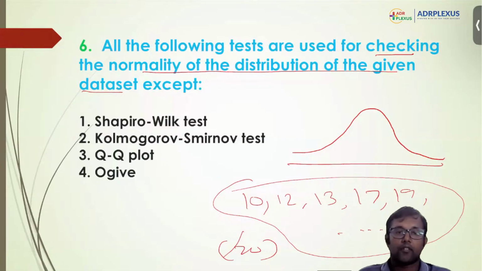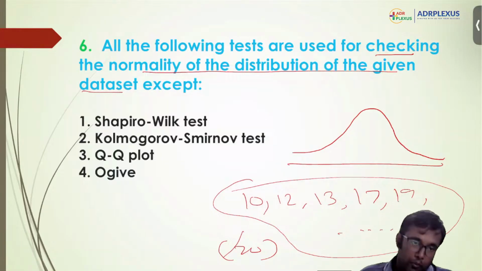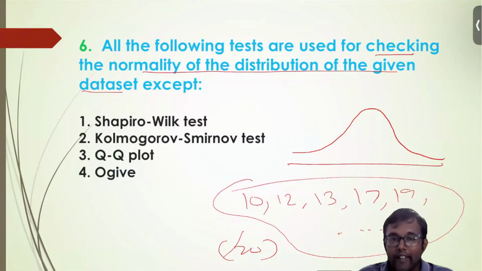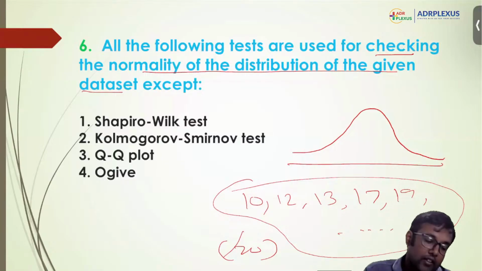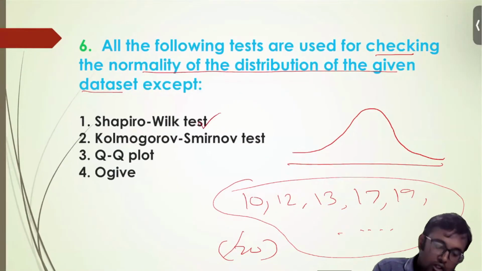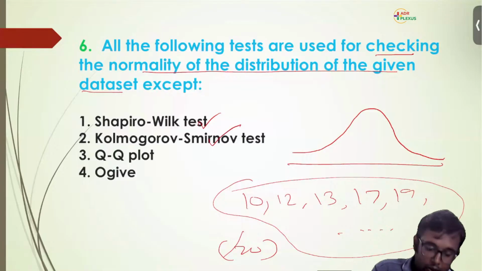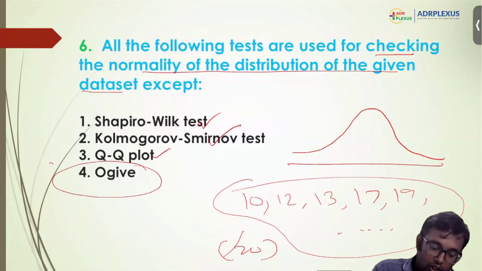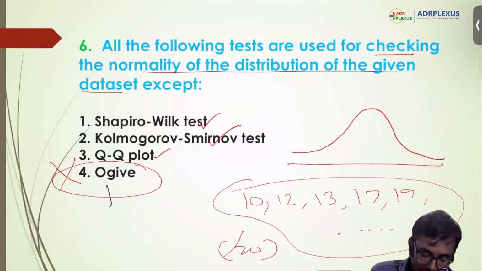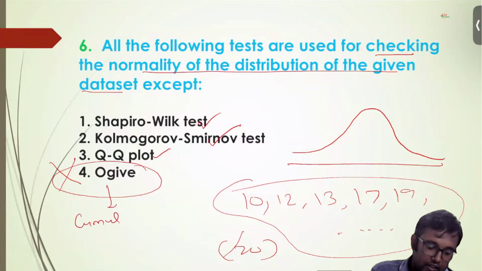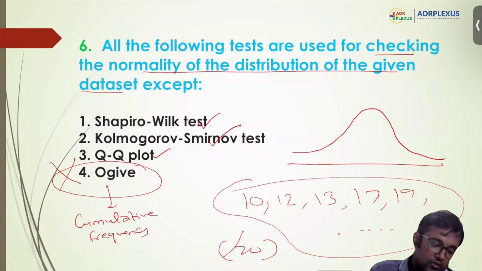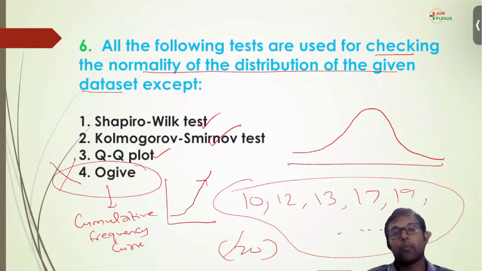How will you tell me? For this, we can do so many tests. So what are the tests to tell whether the marks or the data follow a normal distribution or not? We can use the Shapiro-Wilk test, the Kolmogorov-Smirnov test, or the QQ plot, but we cannot use the ogive, because the ogive is nothing but a cumulative frequency curve. This is called a cumulative frequency curve. What is this cumulative frequency curve?